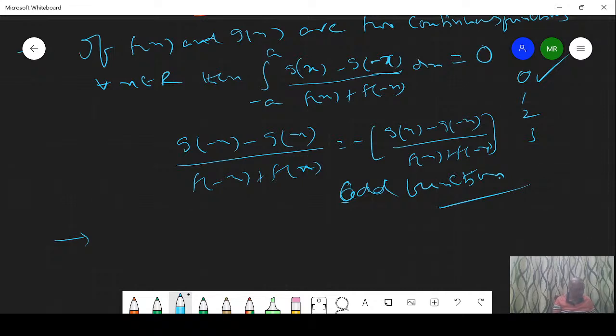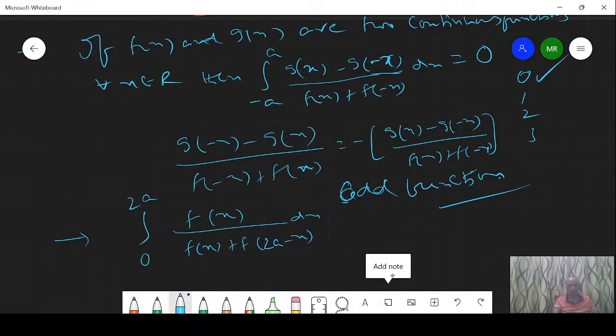Taking the next problem: integral 0 to 2a of f of x by f of x plus f of 2a minus x, dx. What about this answer they are asking, when they have given this?